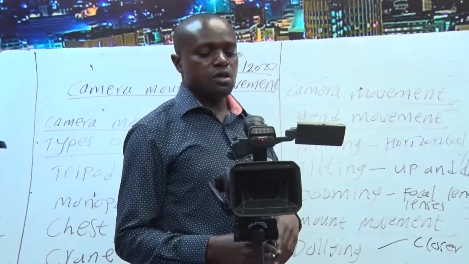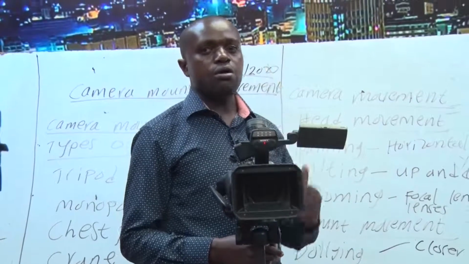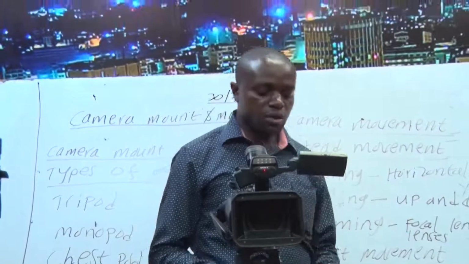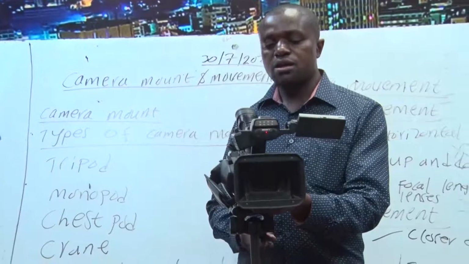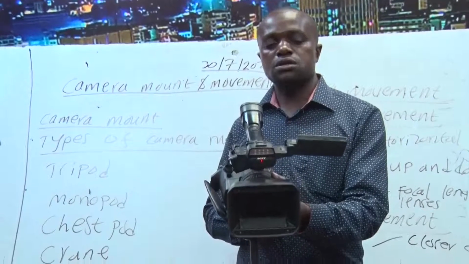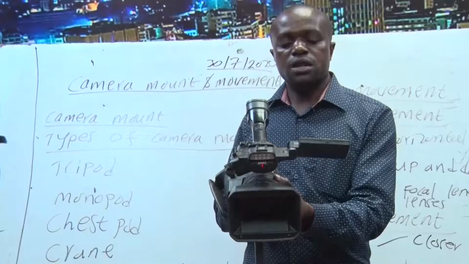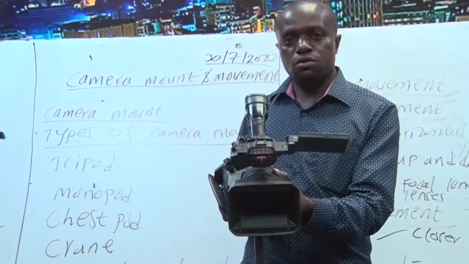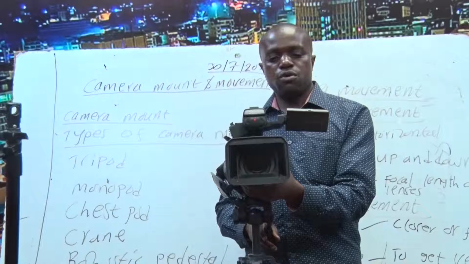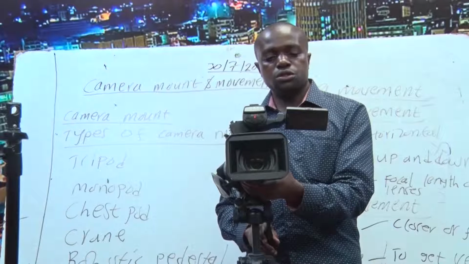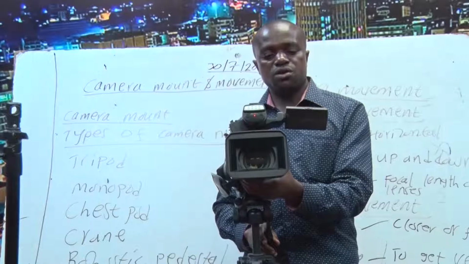To tilt simply means you are either moving the camera up or downward. You can tilt your camera upward, or else you can still tilt your camera downward. You can tilt downward maybe if you need to get a shot that is extreme close-up, or else you can tilt your camera upward if you want to get an upward shot, or else an upper shot of your subject.